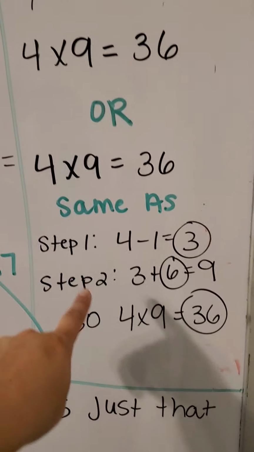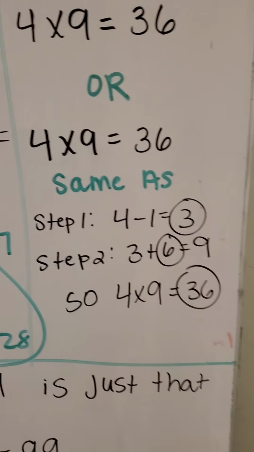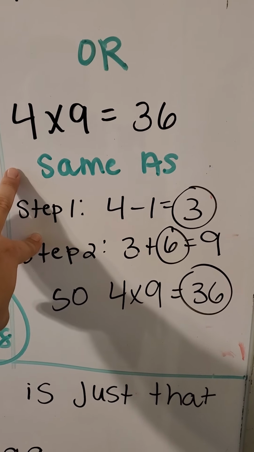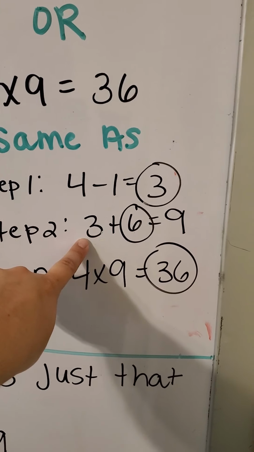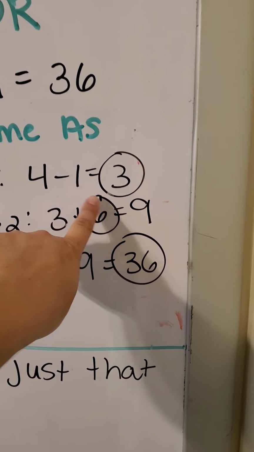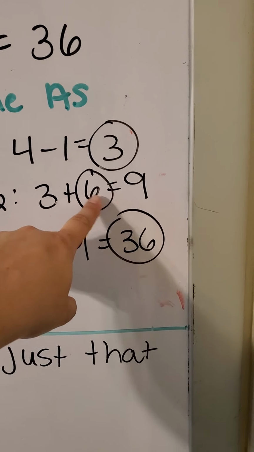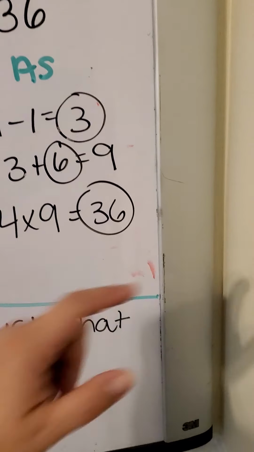The other way to think about it, pretty cool trick, is that if you're doing 4 times 9, the first step is you're going to take your 4 and subtract 1. So that equals a 3. And then step 2, you have 3 plus 6 equals 9. So this number right here, you fill it in with whatever you need to add to this number to equal 9. So 3 and a 6, if I put them together, that's 36.